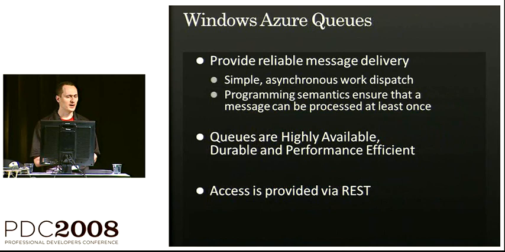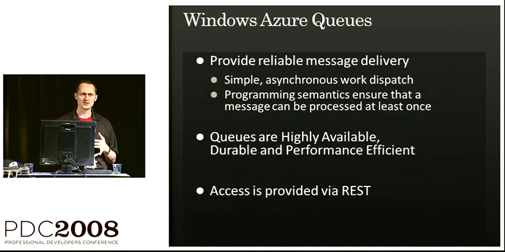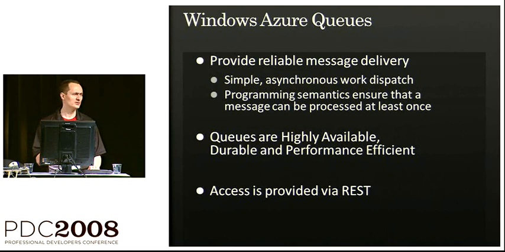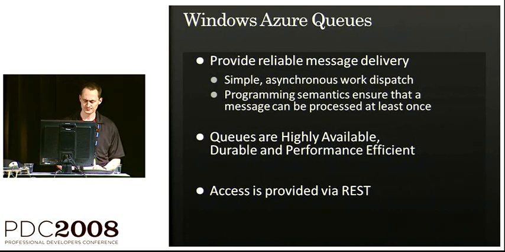So the queue provides reliable delivery of messages. So you can think of it as an asynchronous work dispatch between this web and worker role. And the programming semantics for queues are that we ensure that every message is processed at least once. The queues are highly available, durable, performance efficient, and REST access is provided for the queues.